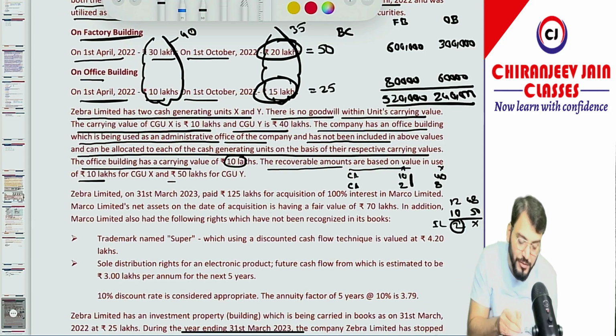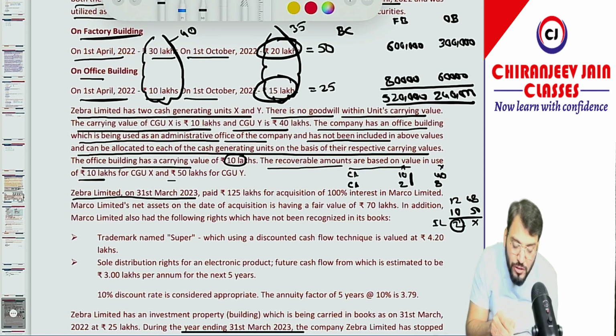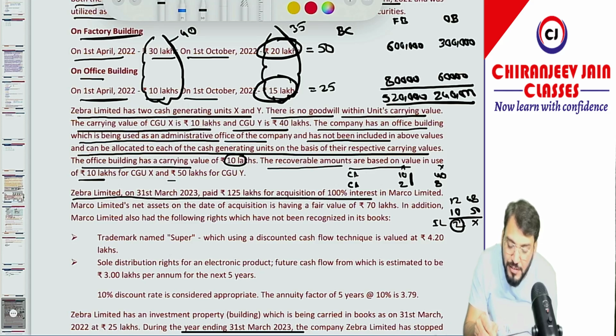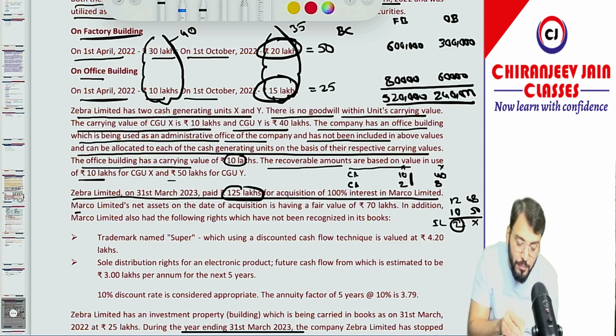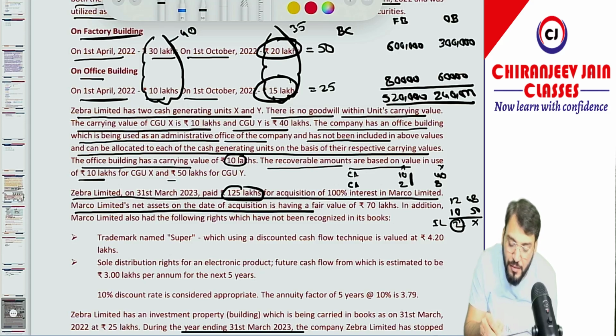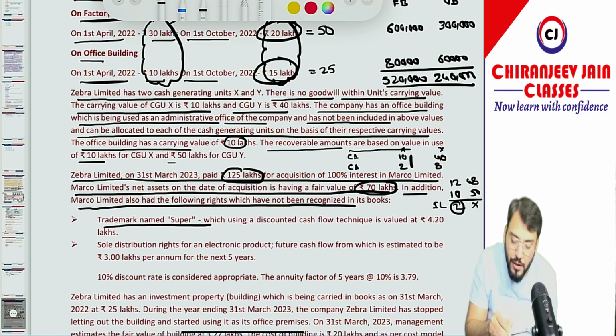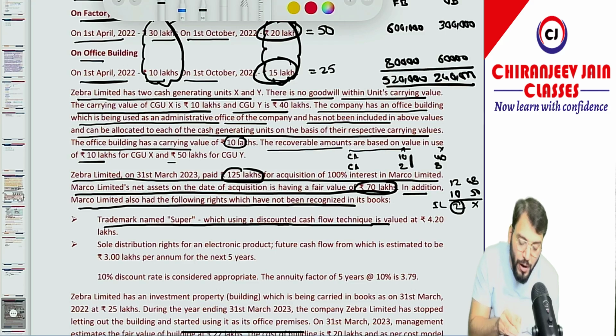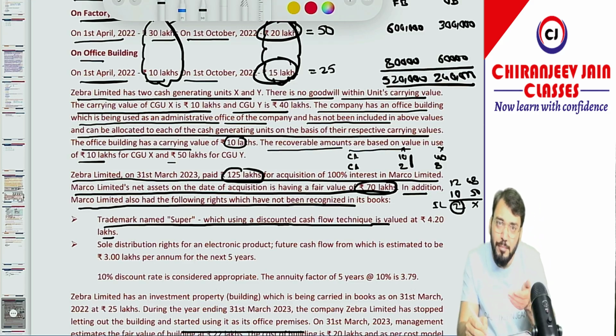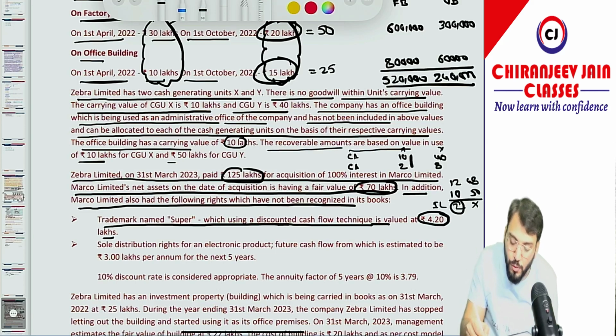Let's see what question they have asked. Jibra Limited on 31st March 2003 paid 125 lakh on acquisition of 100% interest in Marco Limited. So 125 lakh is the purchase consideration. Marco Limited's net assets on the date of acquisition have a fair value of 70 lakh. So the fair value of identifiable net assets is given. In addition, Marco Limited also had the following rights which have been recognized in the books. Trademark name Super, valued using the discounted cash flow technique, is valued at 4.2 lakh. So of course, the trademark can be recognized in the books because it meets the definition of an intangible asset. So the fair value is given, 4.2 lakh.